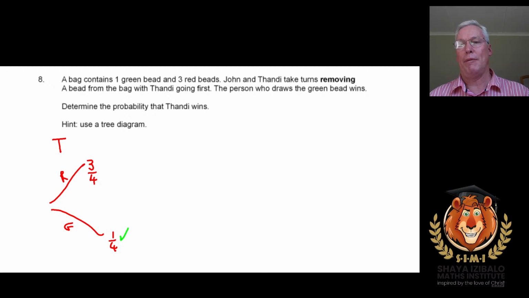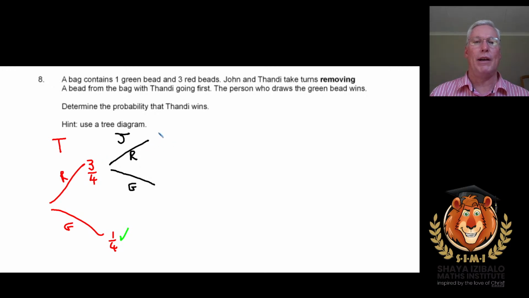Now it's John's turn, so I'm going to change pen color. I'm going to do John's turns with a black pen. John could get a red bead or a green bead. Tandy removed a red bead, so there are now only 2 red beads left out of 3. So John has a 2/3 chance of not winning at this stage, and a 1/3 chance of winning. This here would represent a win for John. I'm going to put a blue tick for John's wins.